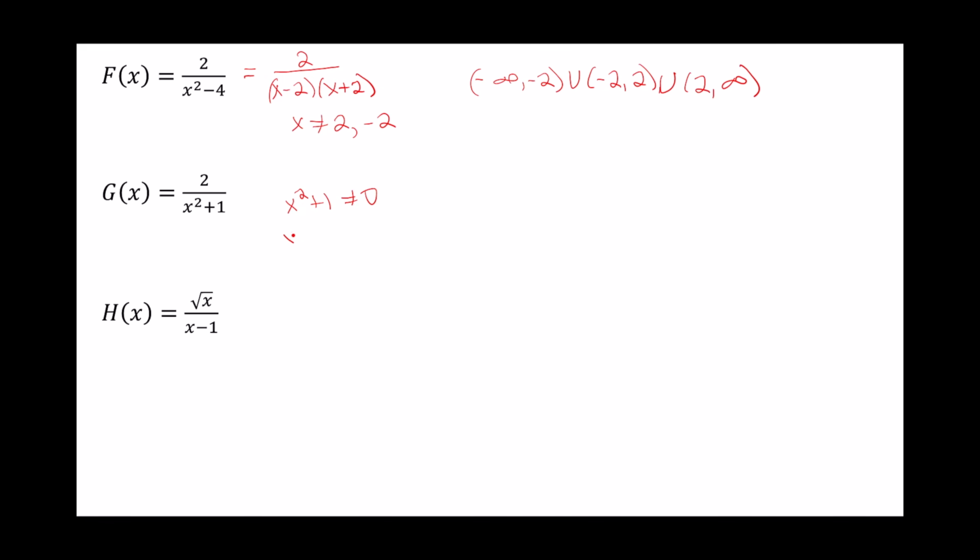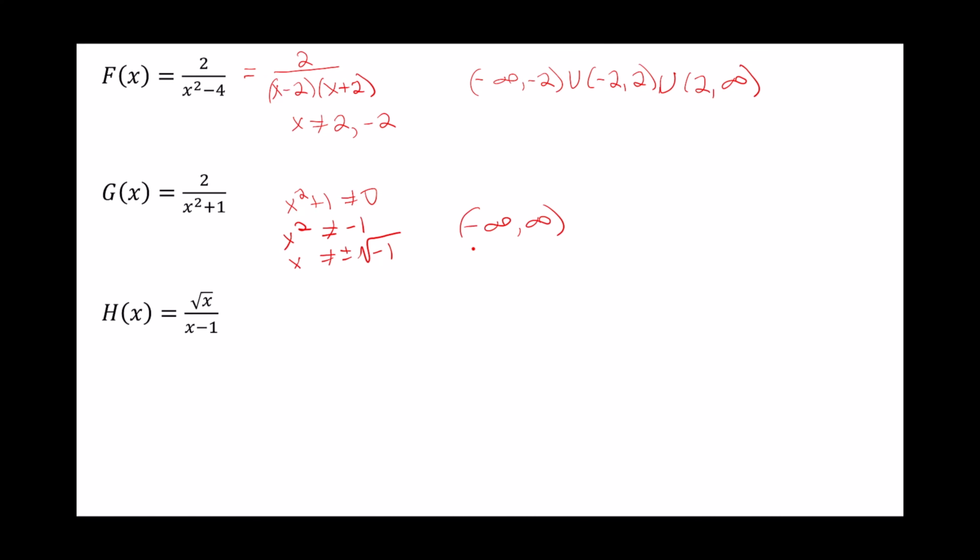Another way would be to just try to solve this. So I get x squared cannot be negative 1. Take the square root, and I get x cannot be plus or minus the square root of negative 1. But the square root of negative 1 is not a real number. And when we're talking about domain, we're only talking about real numbers. So any real number works in this equation. We can substitute any real number for x and get something that is defined.